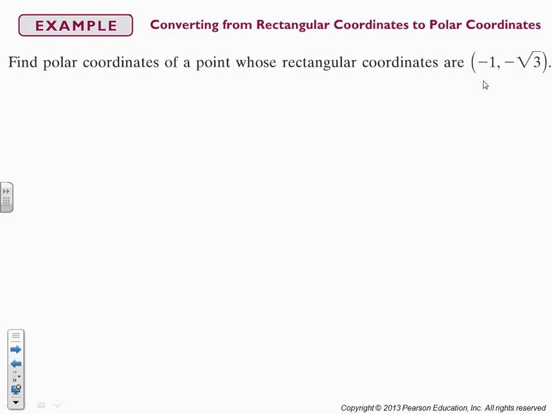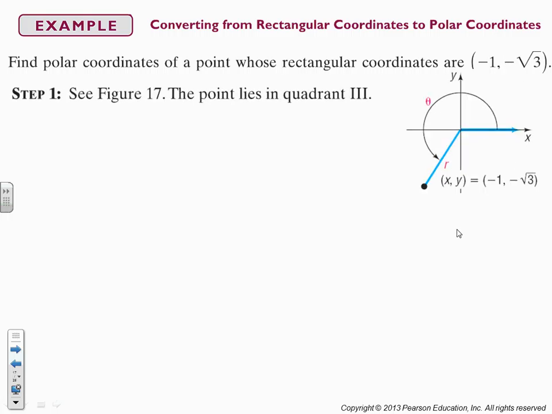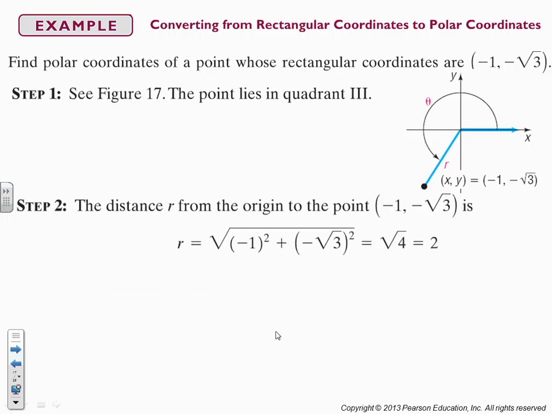Okay, let's do that for coordinates that are in the third quadrant. Negative 1, negative root 3 is in the third quadrant. We use r equals square root of x squared plus y squared to find our r value. We get negative 1 squared plus negative root 3 squared. That's 1 plus 3, which is 4. Square root of 4 is 2.